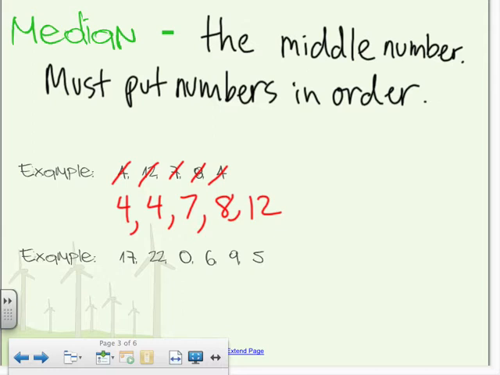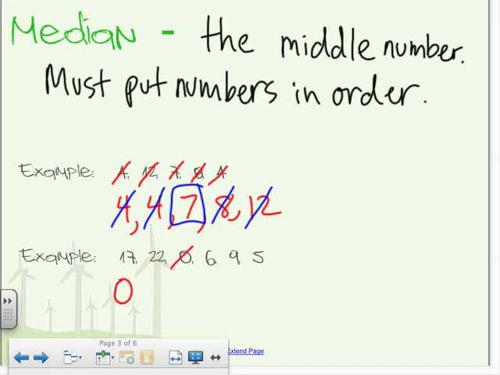Okay. So once I have them in order, then it's pretty easy to find the middle, especially if there's only 5, you can kind of just look. But if there's more numbers, it's a good idea to cross out the highest, lowest, next highest, lowest, until you end up with a middle number. Okay, so the median of these numbers is 7. So let's do another example.